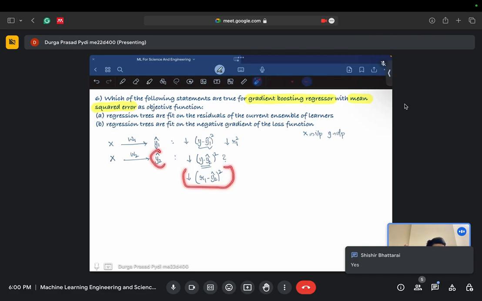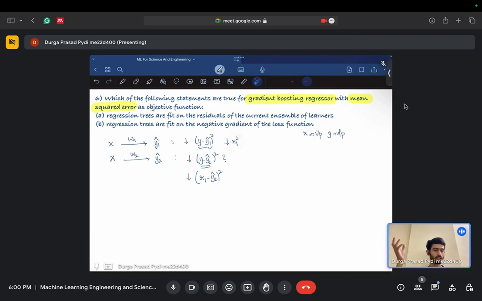So this y2 hat, you will try to predict this error, so that when you add them back to y1 hat, you will get the original, like your predicted value will be close to the actual value. That is the idea in your gradient boosting. So this is what you will be predicting in the next step.